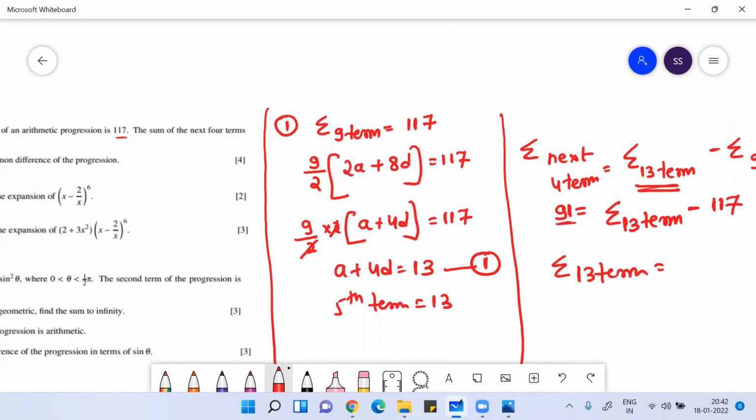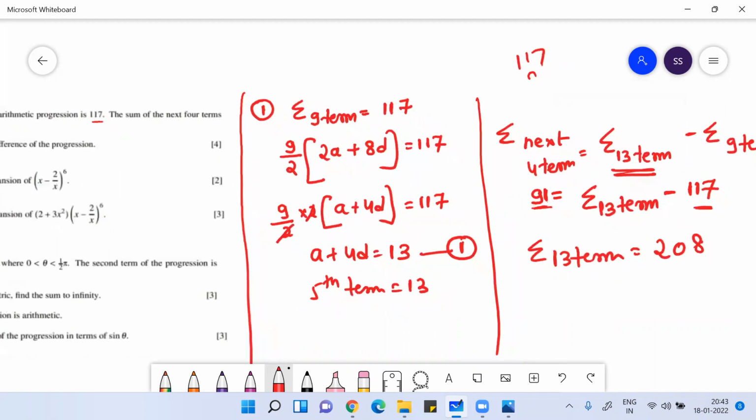So 7 plus 1 is 8, 9 plus 1 is 10, so 117 plus 91 is 208. Correct? So this is 8, this is 10, 208. So the sum of the first 13 terms is 208.